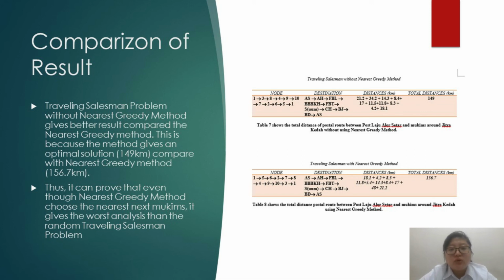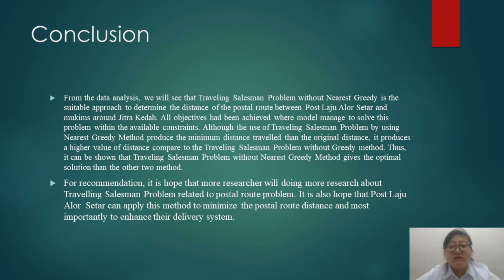Even though the nearest greedy method chooses the next nearest Mukim, it gives a worse result than the travelling salesman problem without the nearest greedy method. So from the data analysis, we see that the travelling salesman problem without the nearest greedy method is a suitable approach to determine the distance of the postal route between Post Laju Alor and Mukims around Jitra. Thus, all the objectives in this study have been achieved.